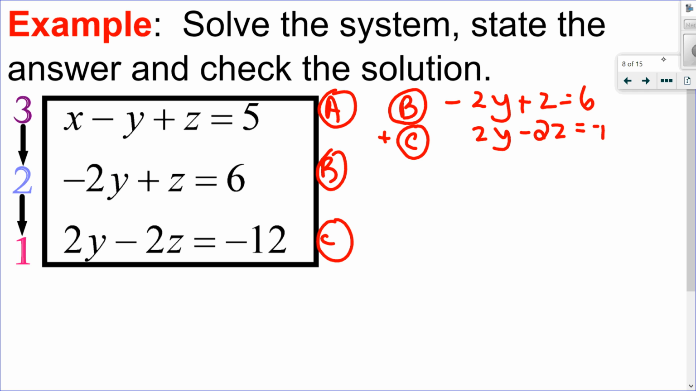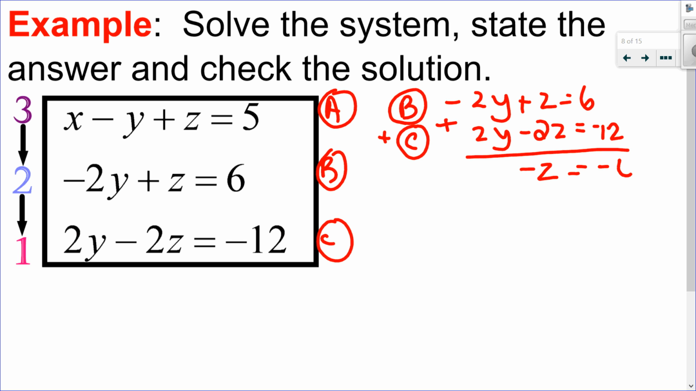Okay, so I've chosen to add B and C together because that will eliminate my variable y, because negative 2y plus 2y is 0. So z plus negative 2z is negative z, and then 6 plus negative 12 is negative 6. Divide both sides by negative 1, and you get your first value, which is z is equal to 6. So now I know that z is 6.